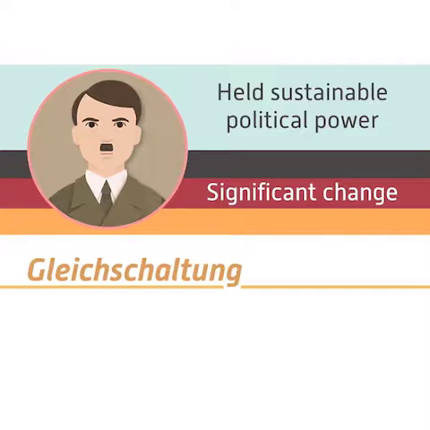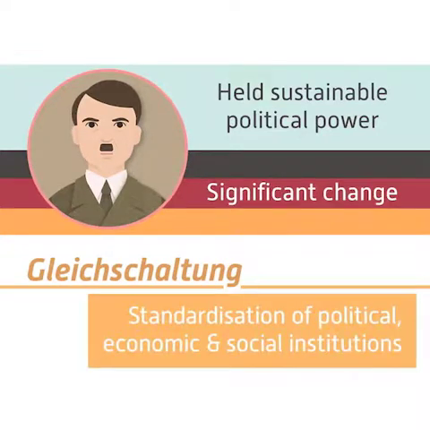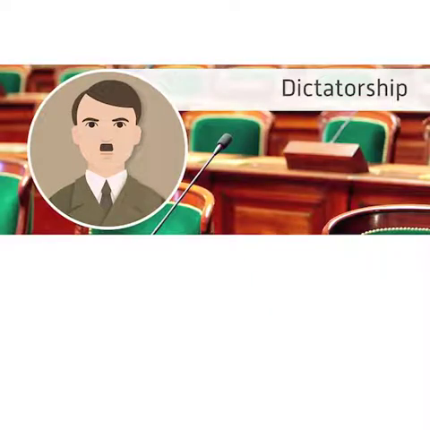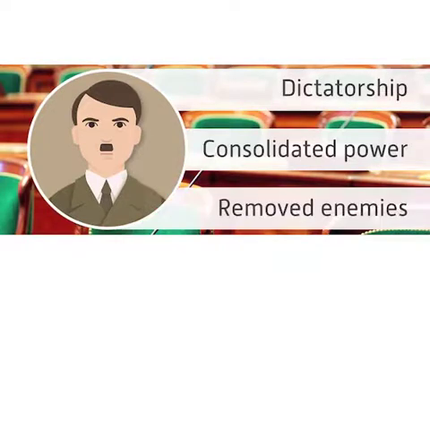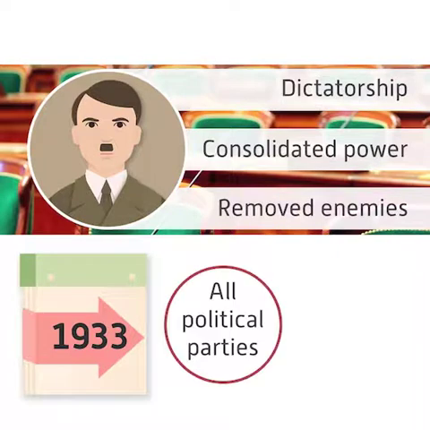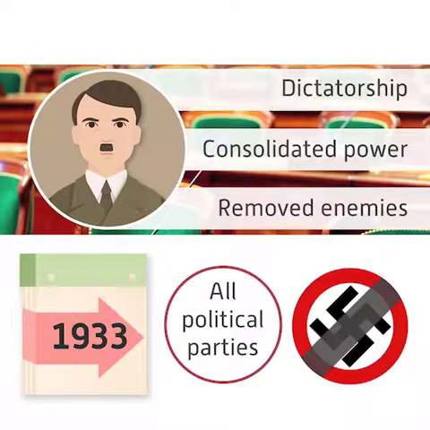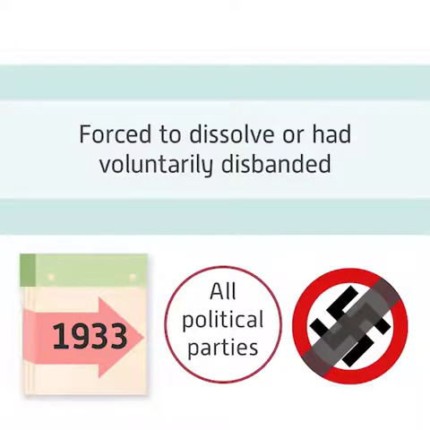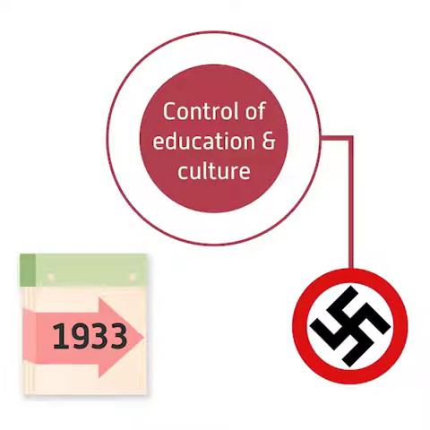This period of change is referred to as Gleichschaltung, meaning coordination and the standardization of political, economic, and social institutions. Hitler swiftly turned his government into a dictatorship. He consolidated his power and removed his enemies. By the end of 1933, all political parties except the Nazi Party had been forced to dissolve or had voluntarily disbanded. The Nazi Party also took control of education and culture.